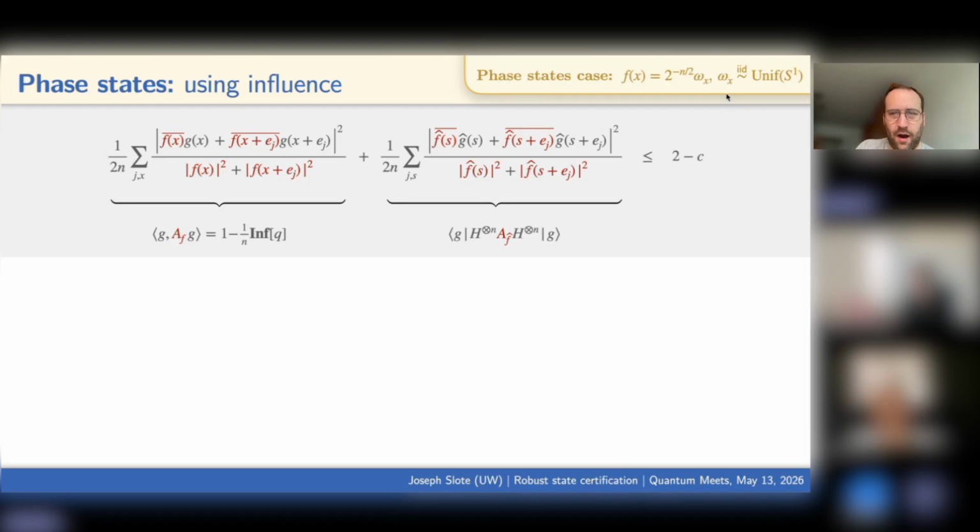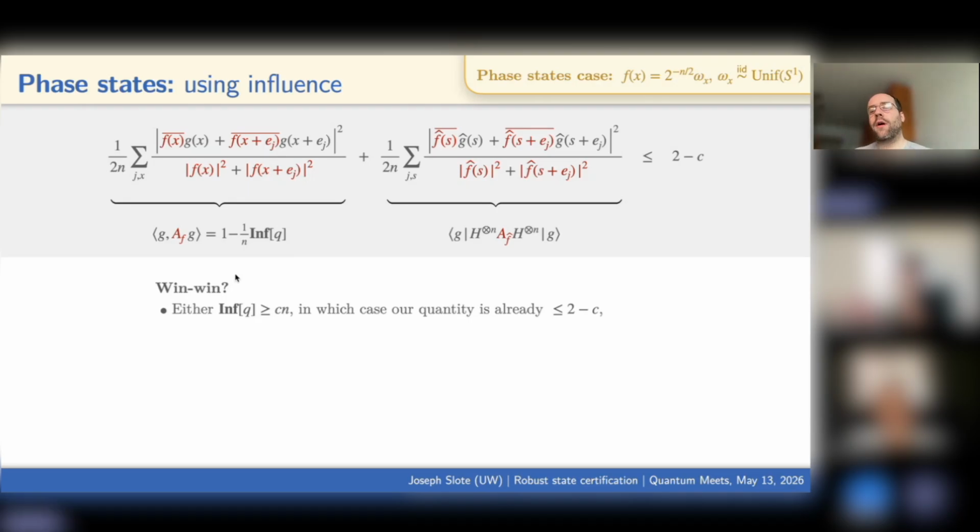But undeterred, we can proceed in the following way. Let's do a win-win. So here's the general idea. G has been turned into this Q, and the idea is either the total influence of Q is large, in which case the quantity on the left-hand side is bounded away from 1, therefore the whole thing is bounded away from 2, or the influence of Q is small. And the idea is maybe we can use the influence of Q being small to help us deal with this yucky second term.